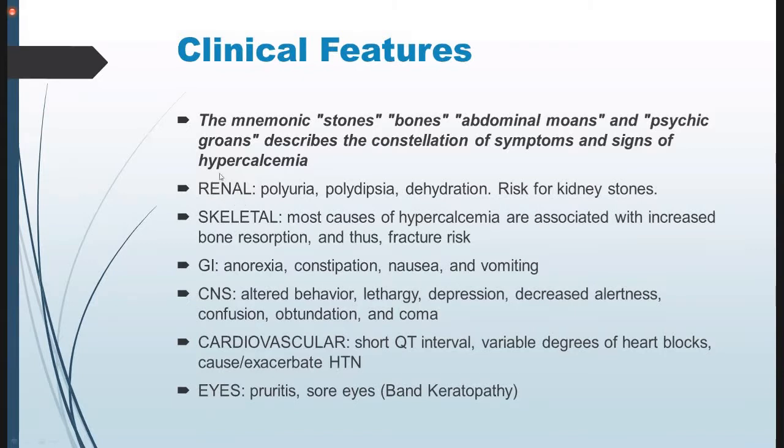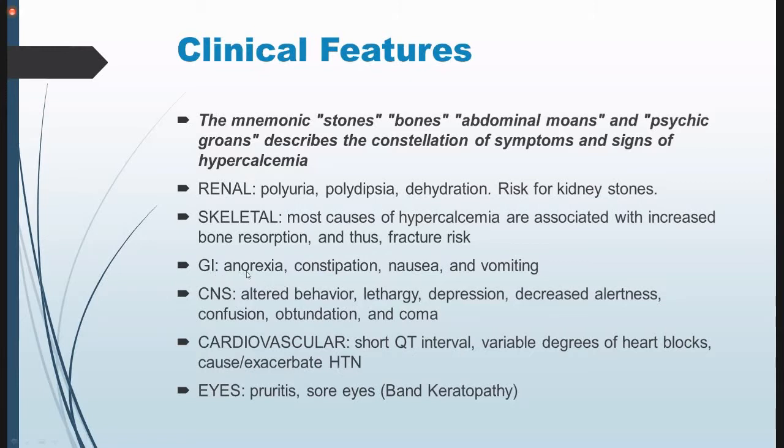So in renal, that means in the kidney, the effect of hypercalcemia leads to polyuria, that is excessive urination, polydipsia, excessive thirst. And when you have a lot of water loss through these mechanisms, then this leads to dehydration. And when the body is dehydrated, it is more prone to the risk of kidney stones, because there is a high calcium level in the blood. In the skeletal system, most causes of hypercalcemia are associated with increased bone resorption, and thus that leads to risk of fracture, because all of the calcium is getting into the blood, leaving the bones empty of calcium really.